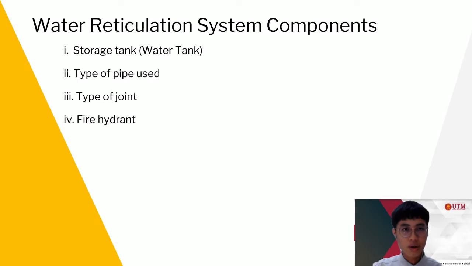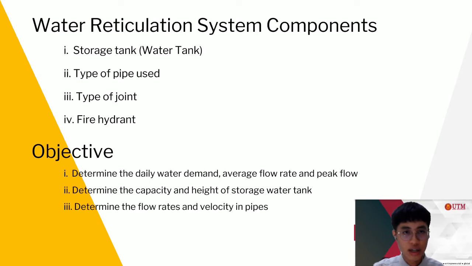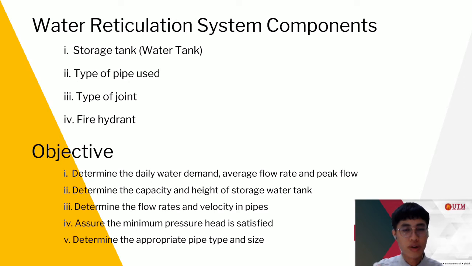The components of the water reticulation system are storage tanks, type of pipe, type of joint, and fire hydrant. The objective is to determine the daily water demand, determine the capacity and height of the storage water tank, and flow rate and velocity in pipes, and also to ensure the minimum pressure head is specified and determine the appropriate pipe type and also the size.